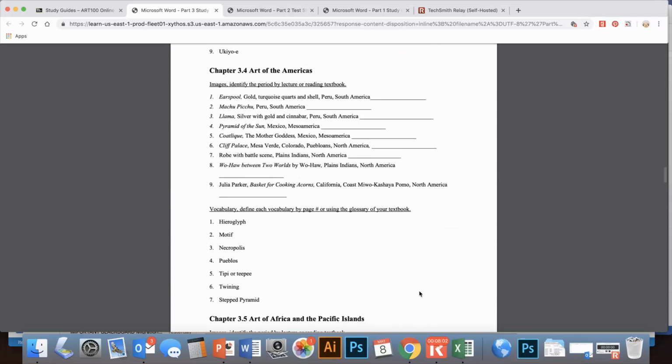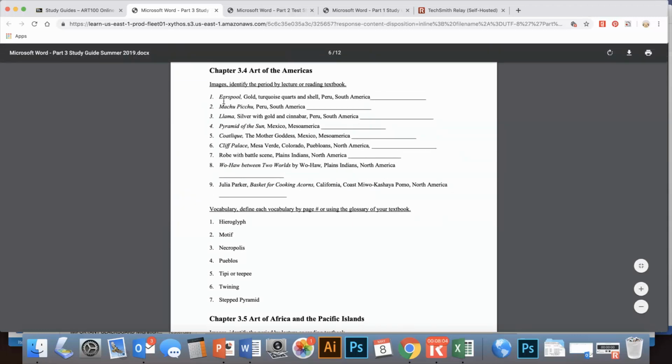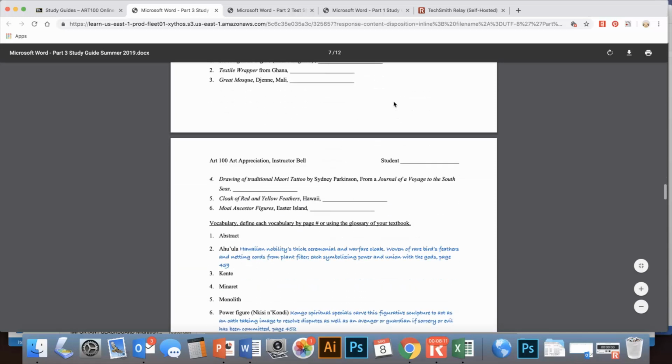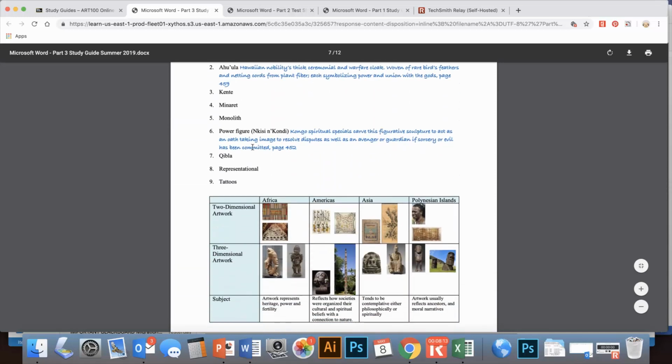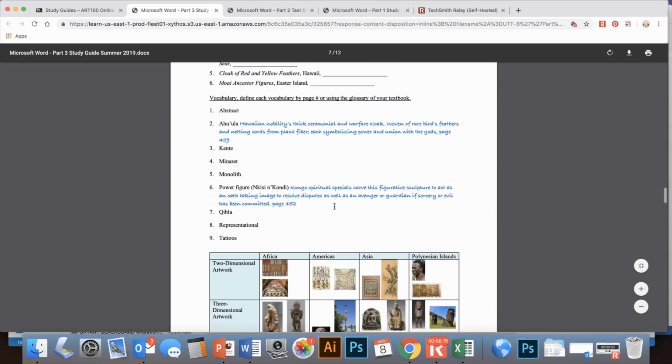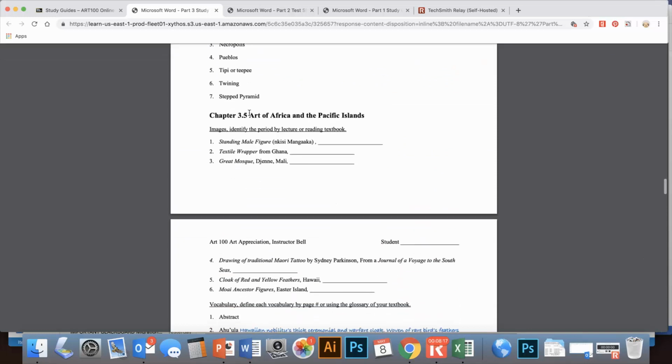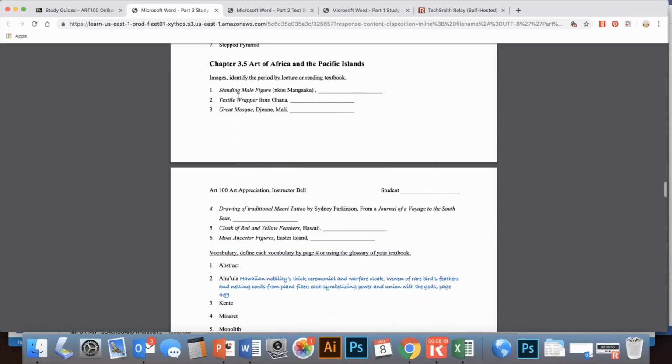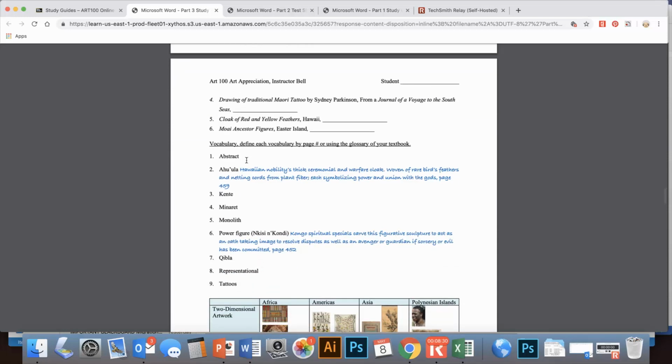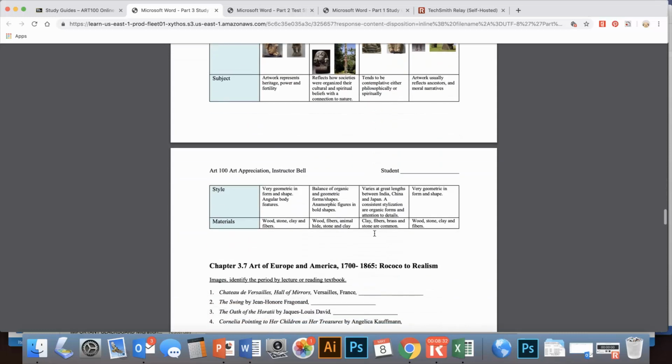So you're going to again see the title, and identify, okay, in this case, what's the location? You would put Americas because of where it is. 3.5. So 1 through 3 would be Africa, and 4 through 6 would be the Pacific Islands. And then also looking up the vocabulary.